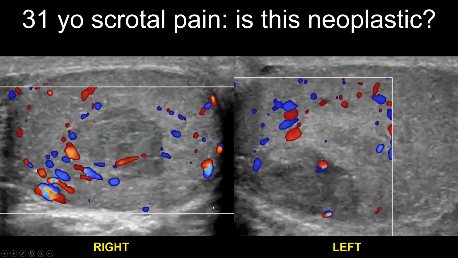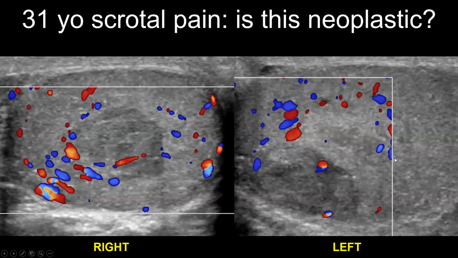This is a 31-year-old patient who presented with scrotal pain, and I'm showing you the right testicle and the left testicle. There was a single hypoechoic lesion in each testicle. With color Doppler, there was less flow in the hypoechoic lesion than the surrounding stroma.